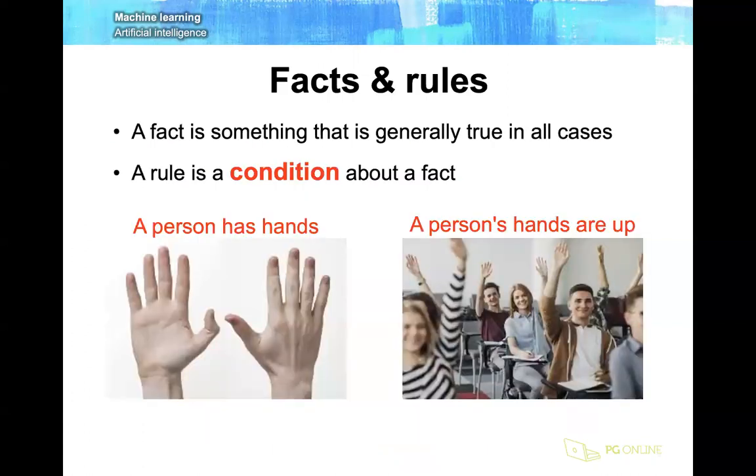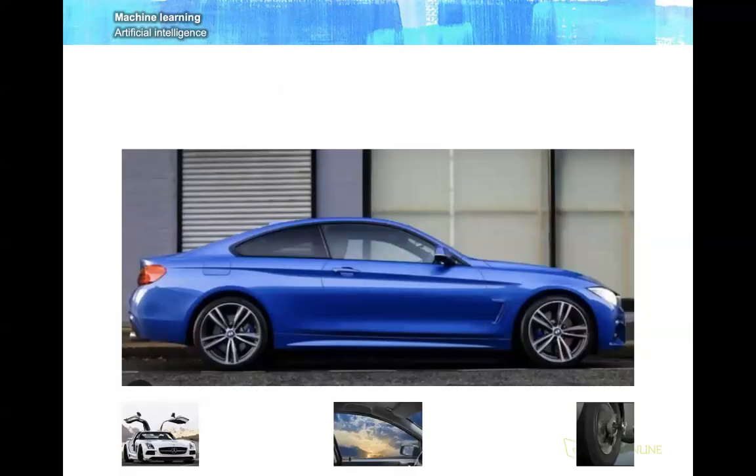So now we move on to part two. Facts and rules. So we've already looked at facts. You said tigers have sharp teeth. So another fact is a person has hands. We've looked at it as 2 hands, right? And a condition about that fact, so a person's hands are up, that's a rule. So a fact is something that is generally true in all cases, and a rule is a condition about a fact.